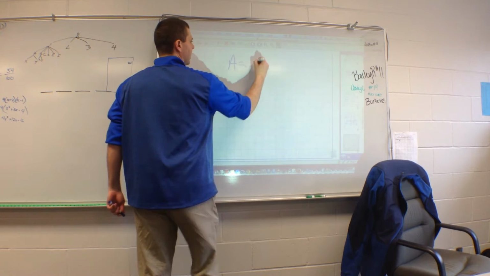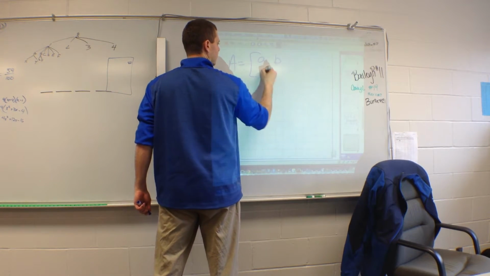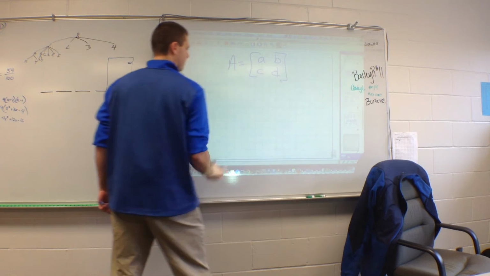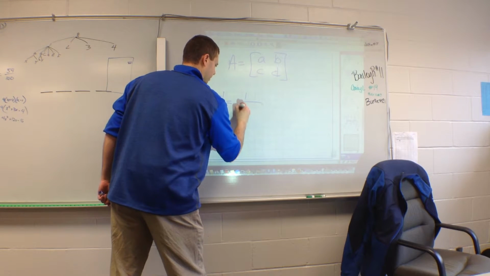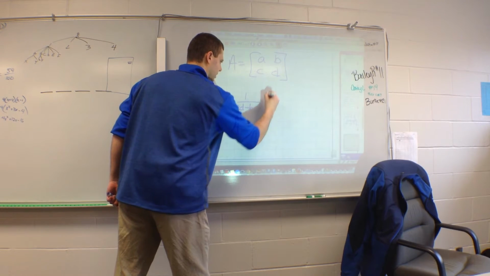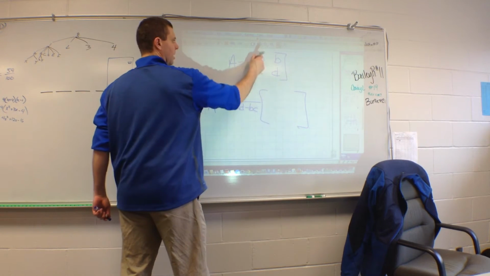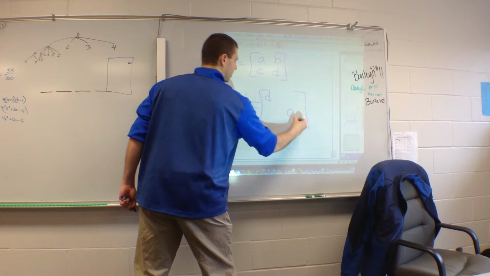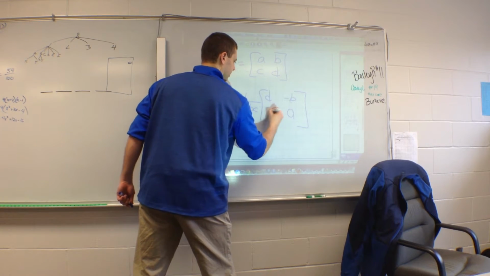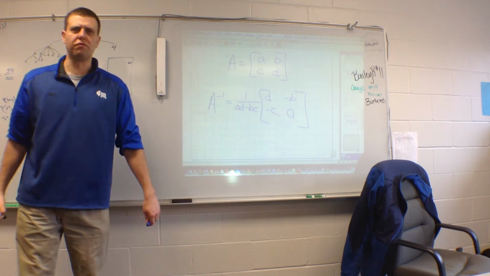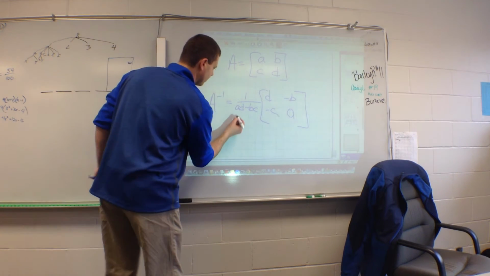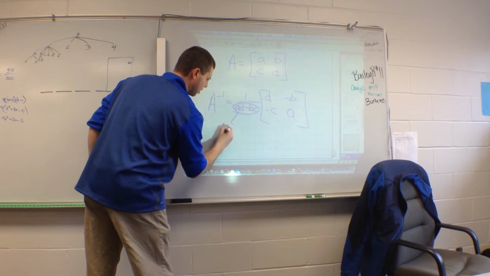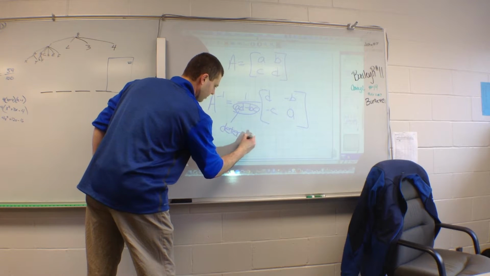So, matrix A is this. A inverse is 1 over AD minus BC times A and D switch spots, B and C switch signs. So there's how you find the inverse of a 2 by 2 matrix. And A times D minus B times C is your determinant. This value right here is called your determinant.